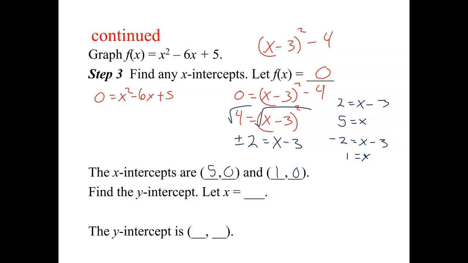What does the x need to be to find the y-intercept? 0. Okay. So again, I could take either of those and just solve. Standard form is probably easiest, because then I make it 0 squared minus 6 times 0 plus 5. So where's my y-intercept?